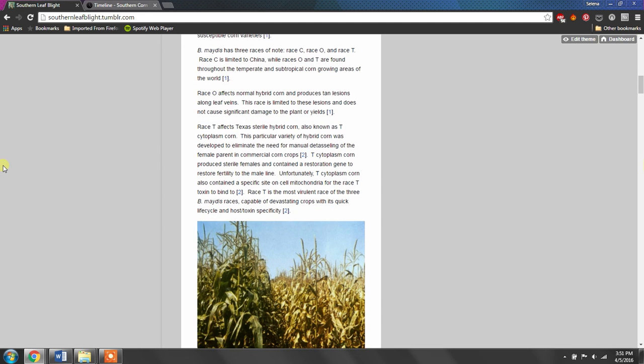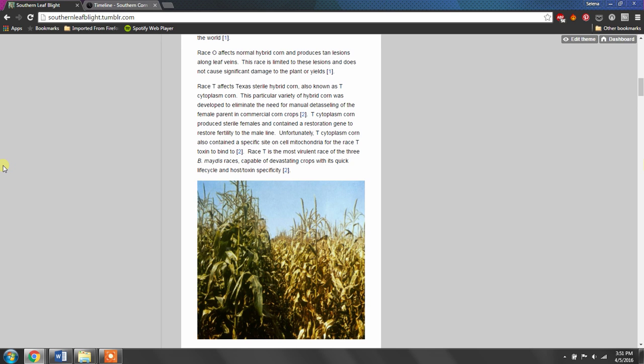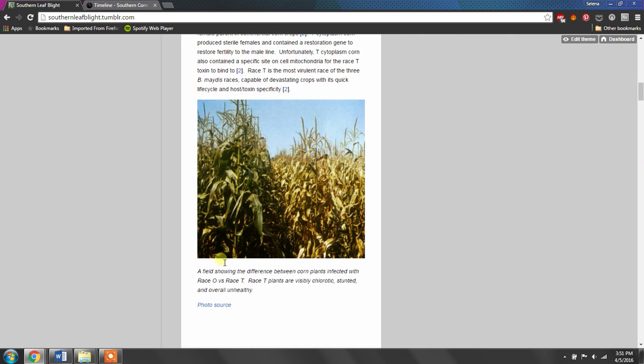Race T is the one we're most familiar with as a class because it's linked to T cytoplasm corn as well as the devastating epidemic of 1970. Race O also affects hybrid corn, but not nearly to the extent as Race T does with T cytoplasm corn, as illustrated in this image here. Race O infected plants are over here, and they still look kind of healthy as compared to the Race T corn, which is really not doing well at all.